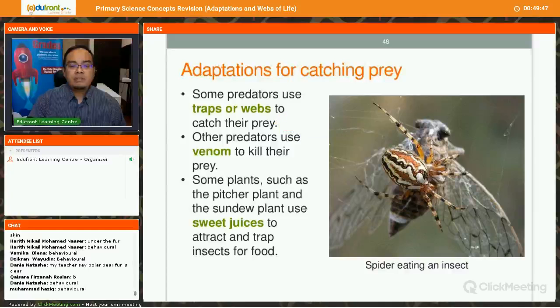Some predators use traps or webs to catch their prey, like the spider. The spider uses its web to trap its prey. Other animals like snakes use venom to kill their prey. Some plants like the pitcher plant and sundew plant use sweet juices to attract and trap insects for food.